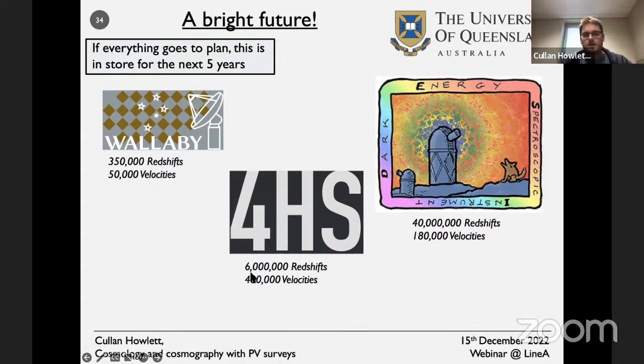we're looking at basically on the order of over 45 million redshifts from these 3 surveys, as well as over 600,000 peculiar velocities that we expect to measure. And that should be compared to the current state of the art in peculiar velocity, where we've got maybe 50,000, 55,000. So this really is an order of magnitude increase in the number of velocities. And also it's worth saying an order of magnitude increase in the number of redshifts as well.